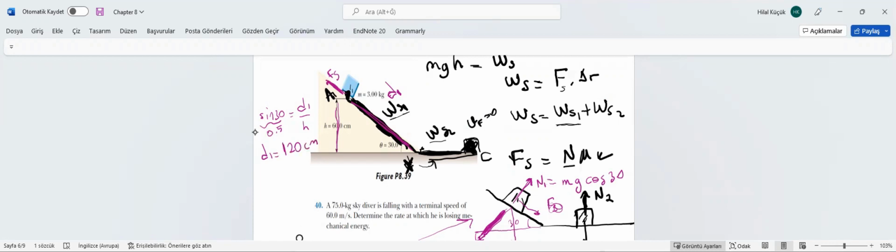Please be careful. You can't use centimeter. You need to convert it. It will be 1.2 meter. Okay. Also, I need to calculate this part because I will use work equals F multiplied by dr. So you need to calculate D2. What's D2? I don't know.